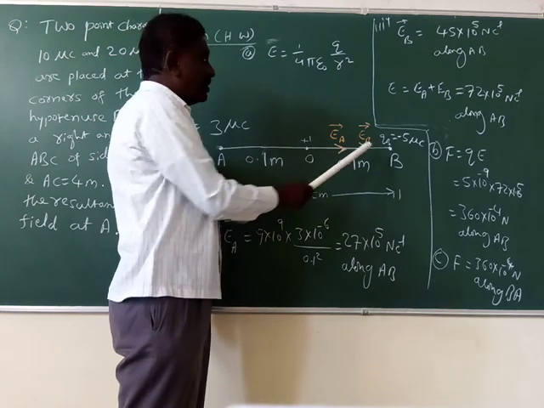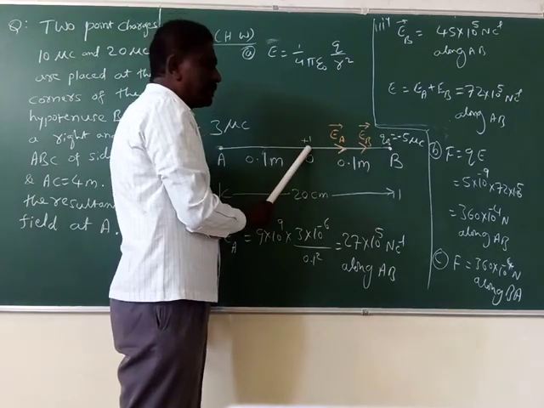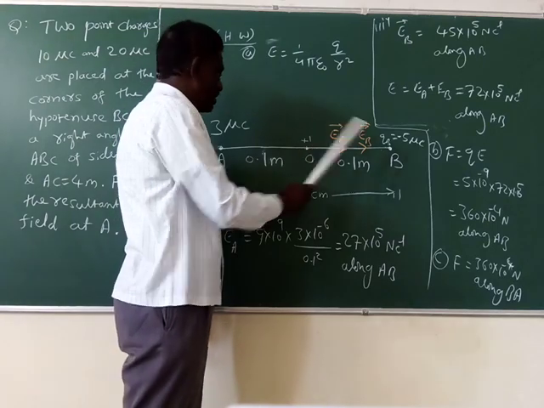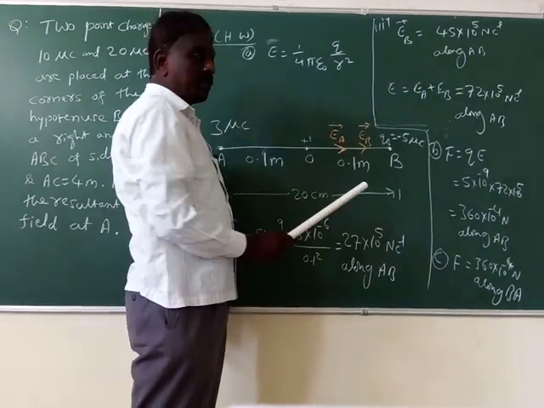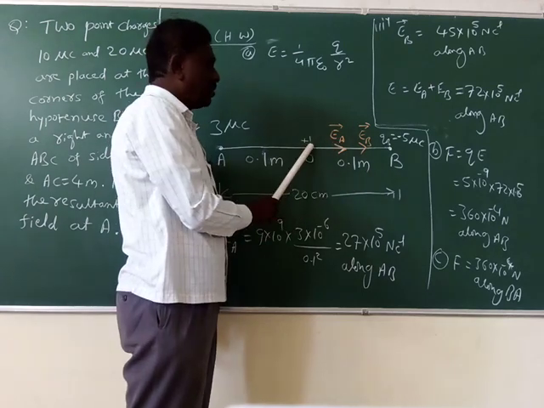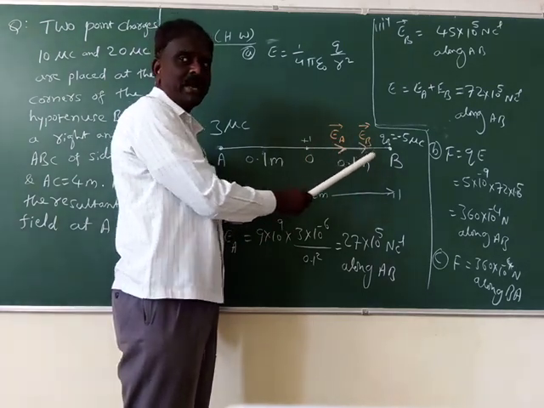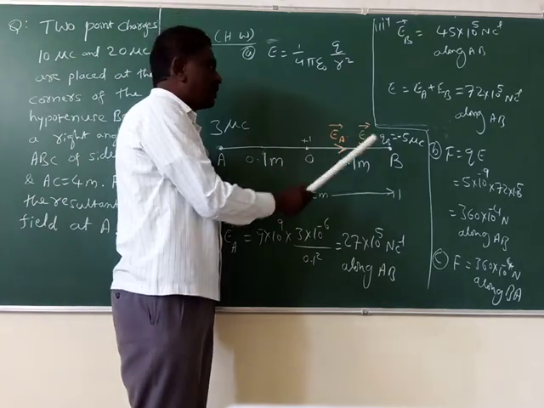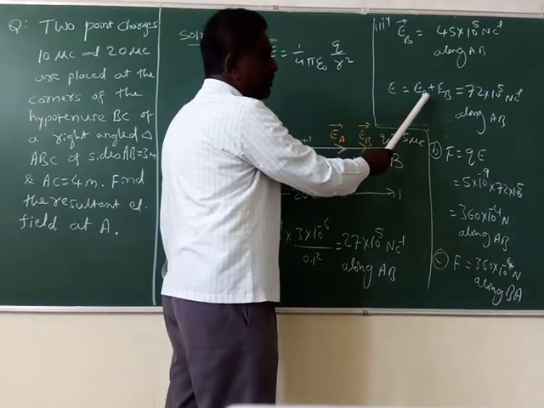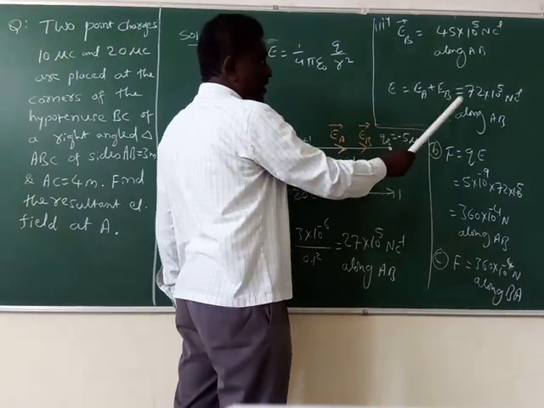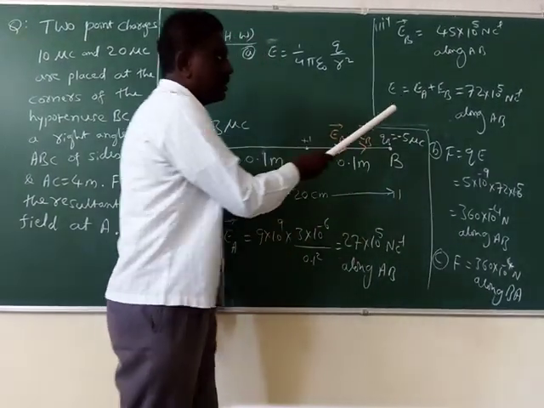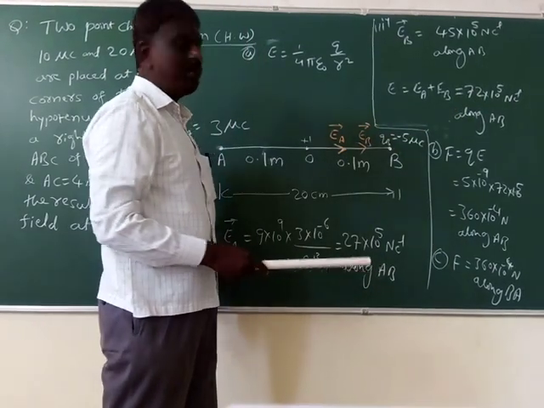What is the direction? The negative charge at B attracts positive charge placed at O, assumed at O. Okay, so it is along OB or AO or AB. That means the direction of EA and EB are the same. They are acting at O along the same direction, along the same line. Okay, in the same direction. Therefore, the resultant electric field at O due to EA and EB is given by EA plus EB, which is 72 into 10 to the power 5 Newton per coulomb along AB.